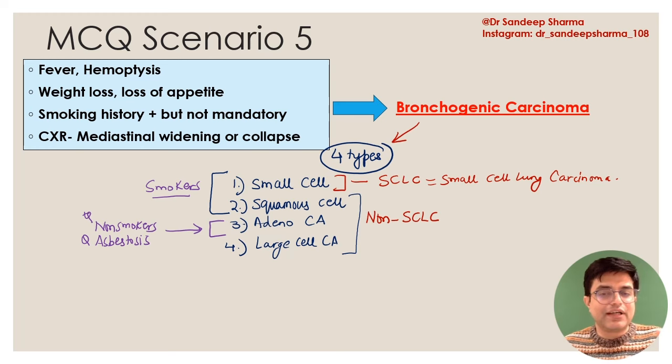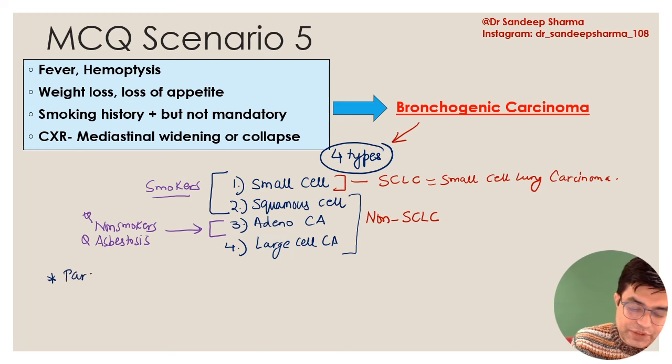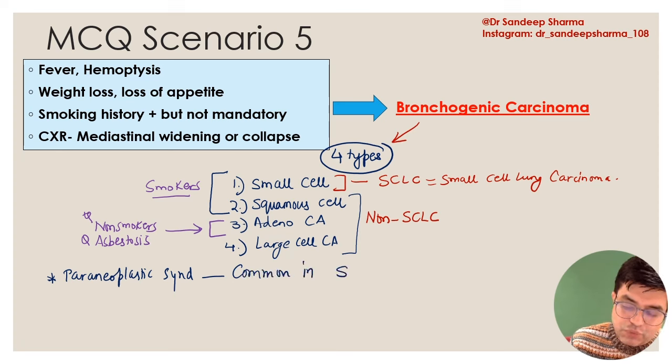देखो देखने में लग रहा है कि मैंने 4 पॉइंट ही लिखे हैं, but if you see carefully every word which I have mentioned, it has a MCQ relevance for the exam. Now some one-liners we need to remember. First one-liner is, are paraneoplastic syndromes common in bronchogenic carcinoma? Yes, paraneoplastic syndromes are more common in small cell lung cancer.